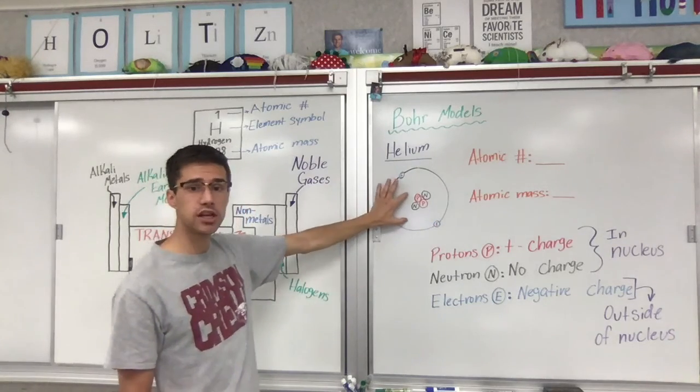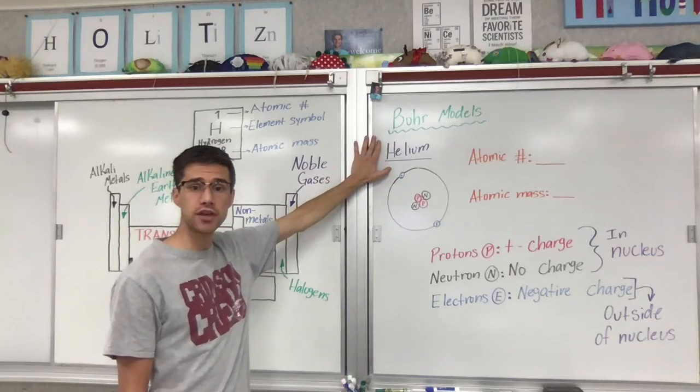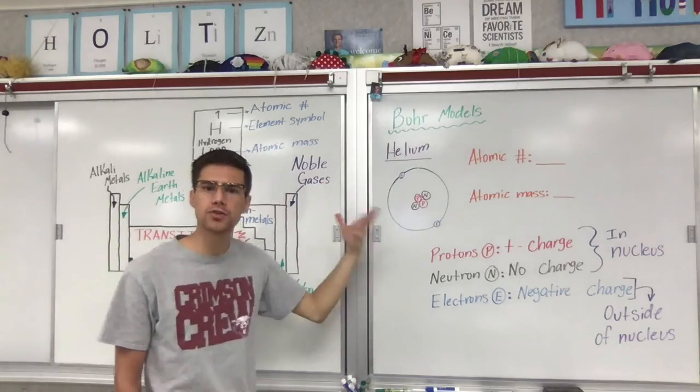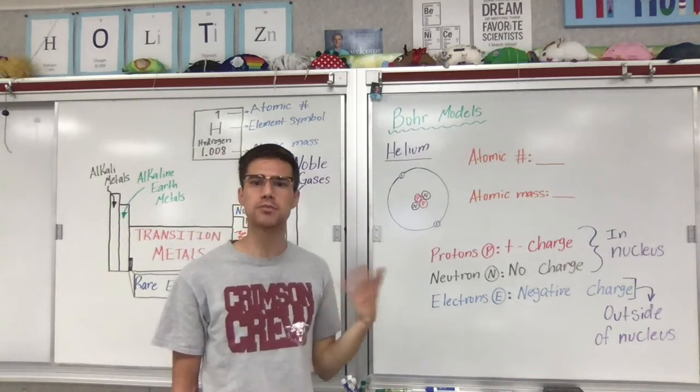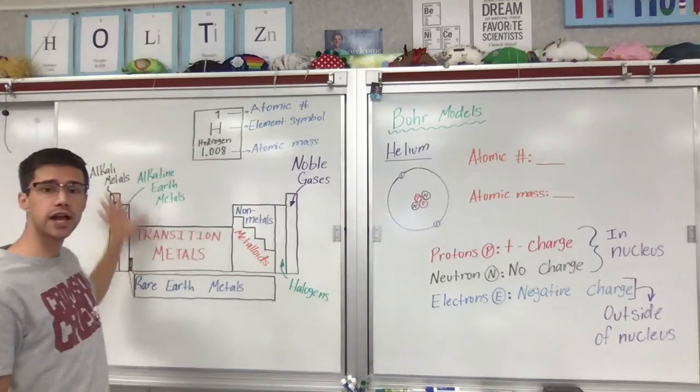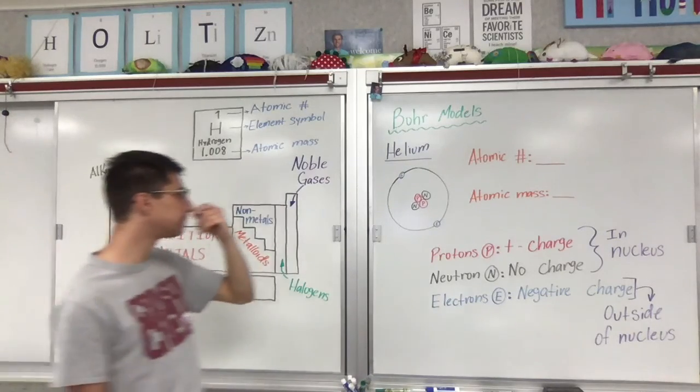Now this atom here represents an atom of helium, and we're going to be talking about Bohr models today, and what Bohr models can help us understand about atoms and their structure and how we use their structure to create this periodic table. All right.